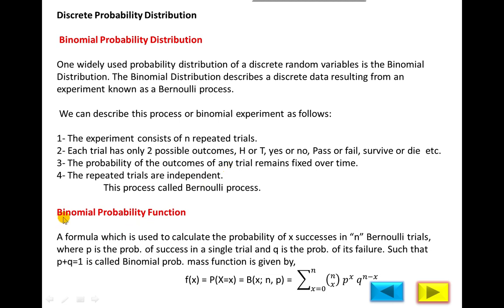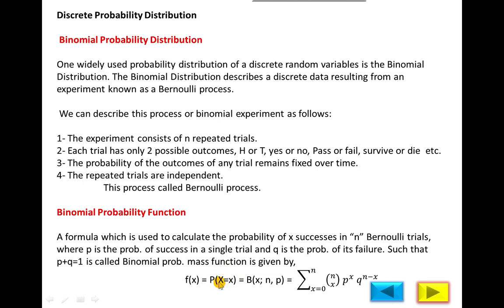And the binomial probability function means the formula which is used to calculate the probability of X successes in n Bernoulli trials, where P is the probability of success in a single trial, Q is the probability of its failure, such that P plus Q equals 1. It is called the binomial probability mass function, and is given by this. This is the formula of the binomial probability distribution. In general, we use f of x for probability distribution. We use probability of X equal to x.